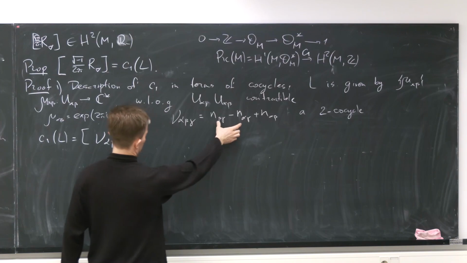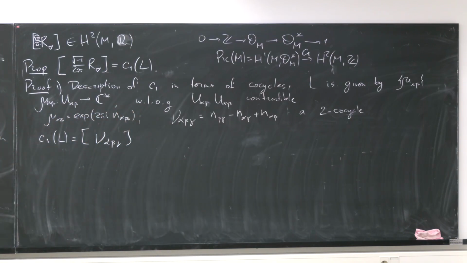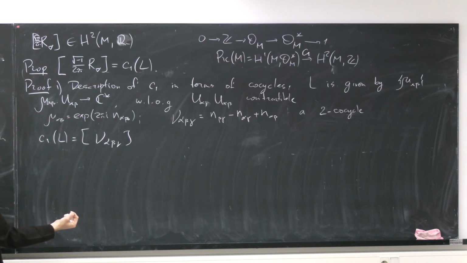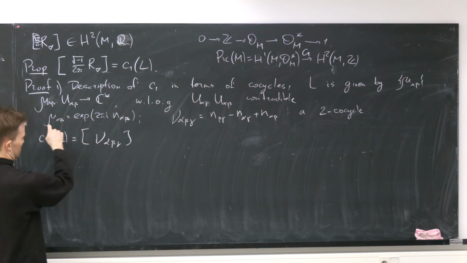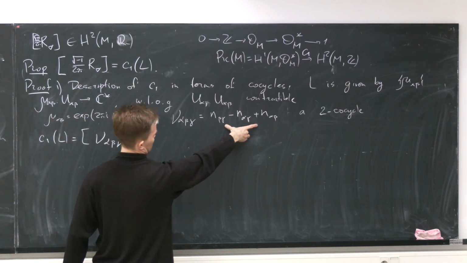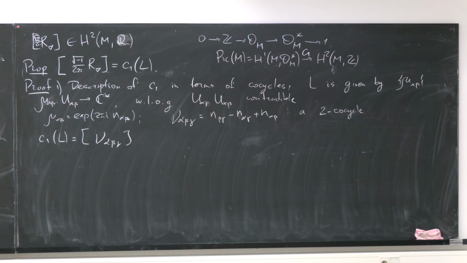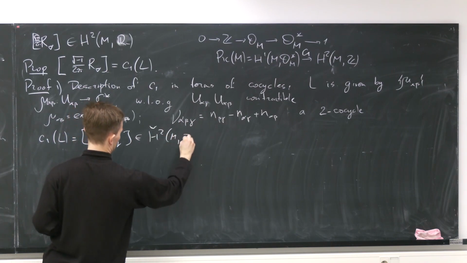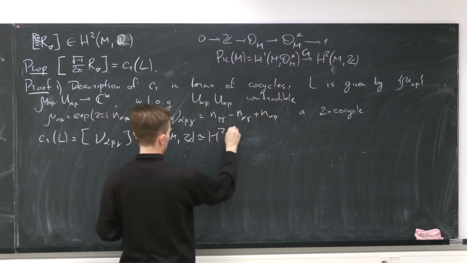So you may check that they are integers from the cocycle condition for mu alpha beta, because on the triple intersections, the exponential of this thing should be equal to 1 because of the cocycle condition for mu, and this means that this expression here is an integer. Okay, and so that's the class in the second Čech cohomology, which is isomorphic to H2 of M with coefficients in Z.